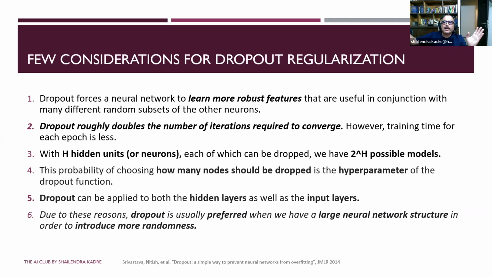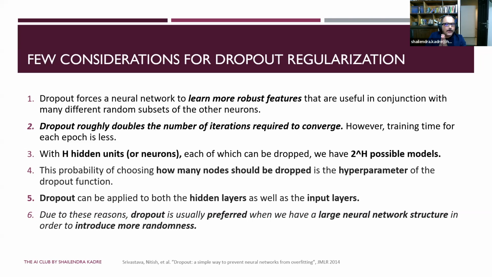And of course, on the output layer you cannot apply dropout, because the outputs are calculated equal to the number of classes in your target, either 2 or 3. That is where you cannot apply dropout. Otherwise, your whole model will go for a toss. So that is point number 5.